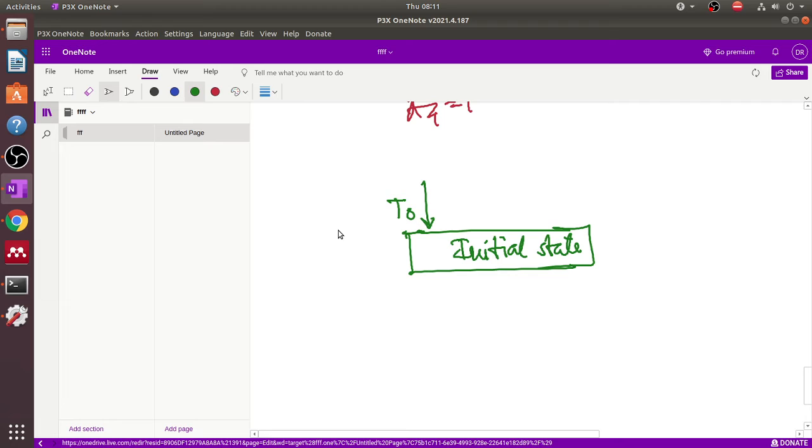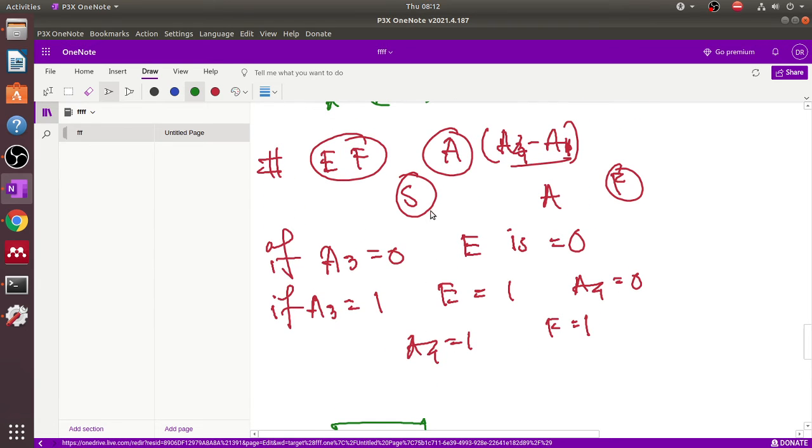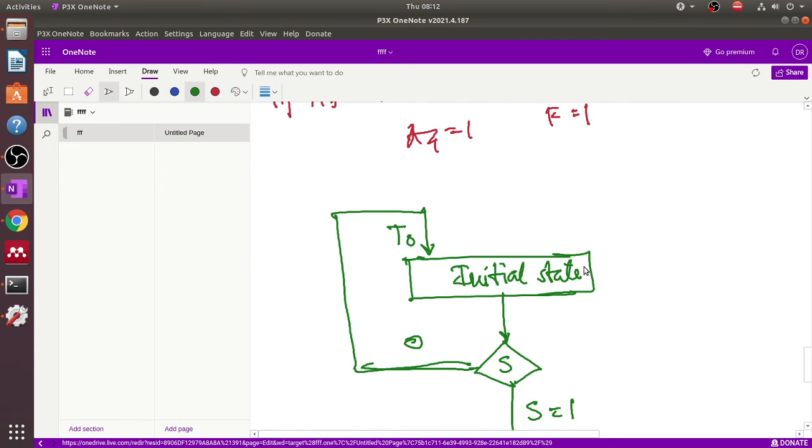When S input equals 1, the counter A and the flip-flop are cleared to 0. Now from here we come to the condition S. If S equals 0, we go from the initial state back to the initial state again. But as we mentioned in our problem, when S equals 1, two operations are performed. Students, please follow carefully. One is that the A register is cleared and the flip-flop is cleared, because when the start signal S equals 1, the counter equals 0 and the flip-flop equals 0. So this is the first condition. Just follow this logic.